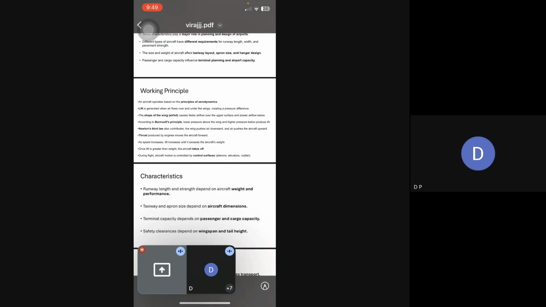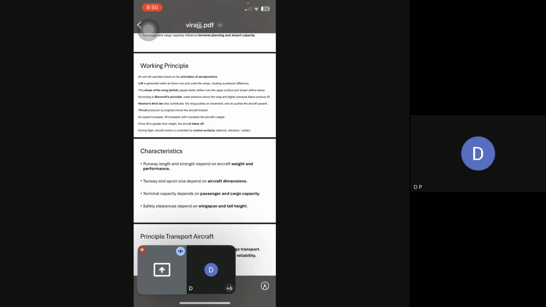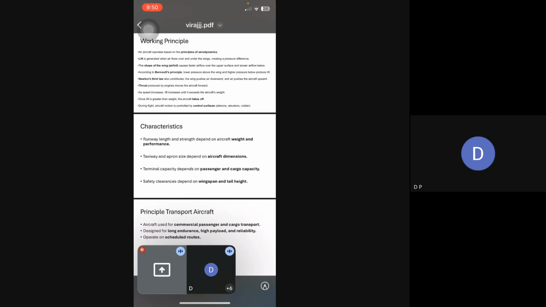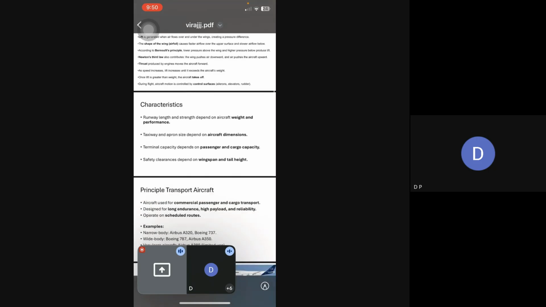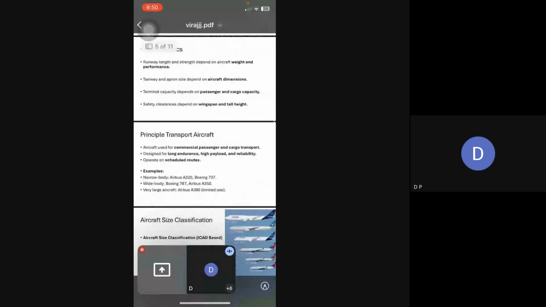Working principle: an aircraft operates based on the principle of aerodynamics. Lift is generated when air flows over and under the wings, creating a pressure difference. The shape of the wings causes faster airflow over the upper surface and slower airflow below. According to Bernoulli's principle, lower pressure above the wing and higher pressure below produce lift. Newton's third law also contributes. The wings push air downward and air pushes the aircraft upward. Thrust produced by the engine moves the aircraft forward. Once lift is generated by the wings, the aircraft takes off.